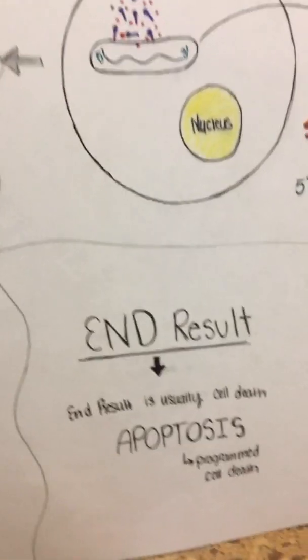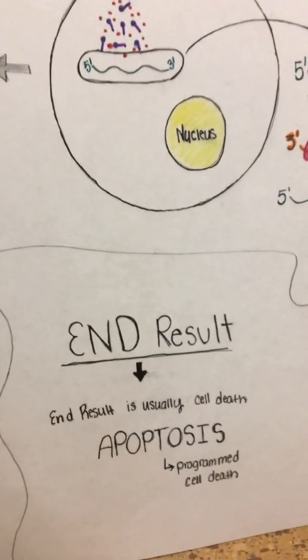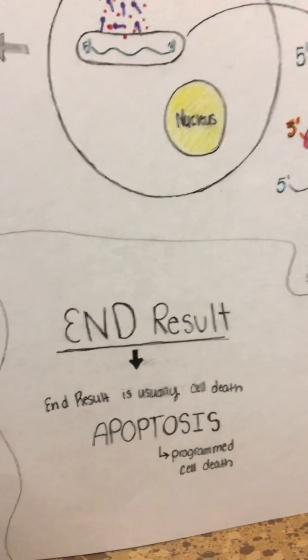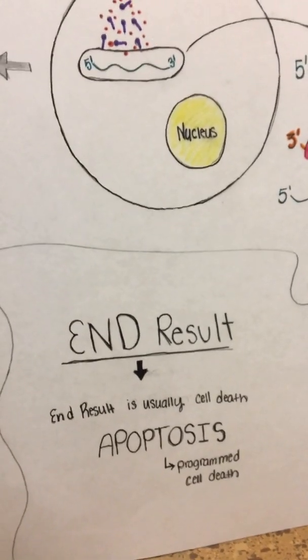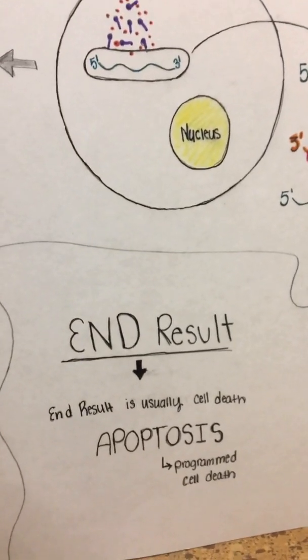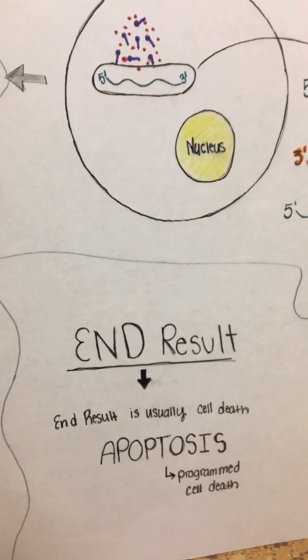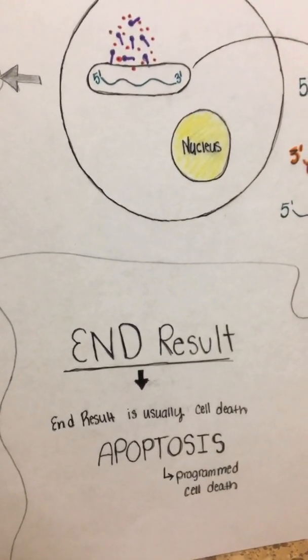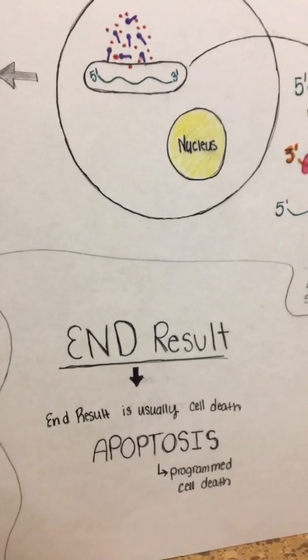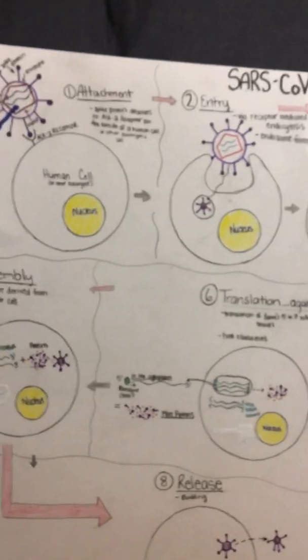I just have a little note that the end result is usually cell death, also known as apoptosis, because it's such a complex cycle that at the end of it, the host cell is just too exhausted to function. So that is the end of my SARS-CoV-2 life cycle.